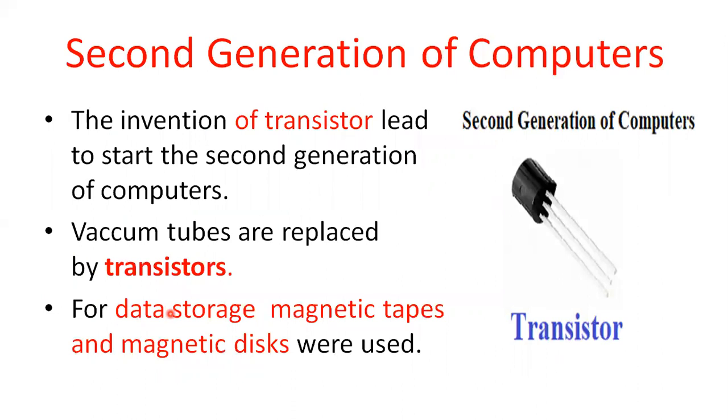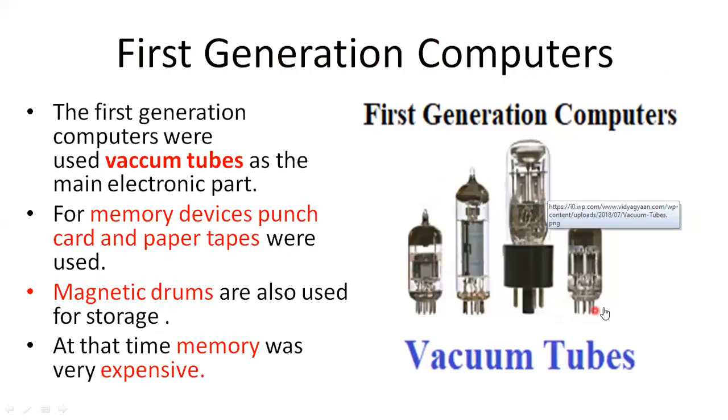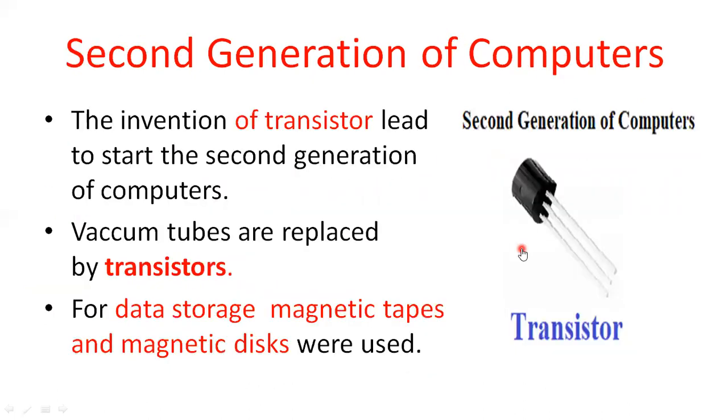And then coming to the second generation of computer. Previously, what was used? Vacuum tubes, but they were very costly and took more space. Now in the second generation of computer, vacuum tubes are replaced with transistors. For storage, for memory, magnetic tape, just like the first generation of computer, is used, as well as the magnetic disk.